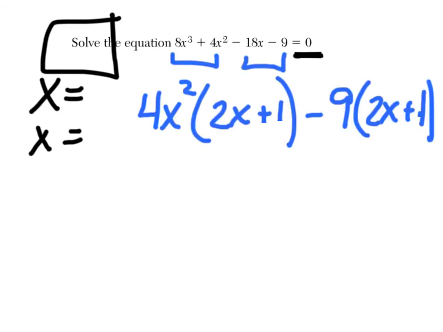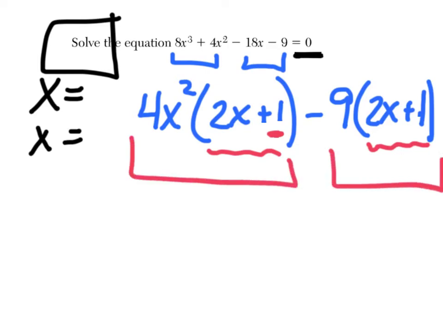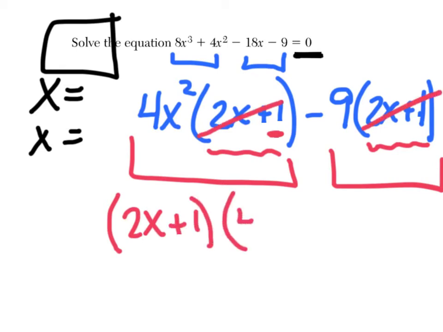So I'll fill you in on my first step there. I pulled out a 4x squared, and again, be careful, this term didn't disappear, it turned into a 1. And then I pulled out a negative 9, and again I've got 2x plus 1. Remember, these two should match if you did it correctly. Okay, so now I bracket the left side and right side, and I'm looking for a GCF. I can pull out the 2x plus 1. And when I do that, I'm left with 4x squared minus 9.